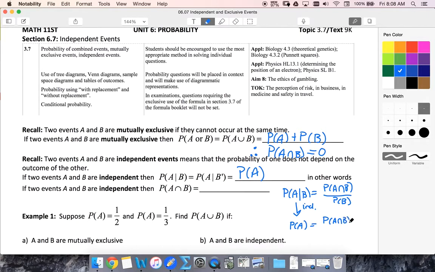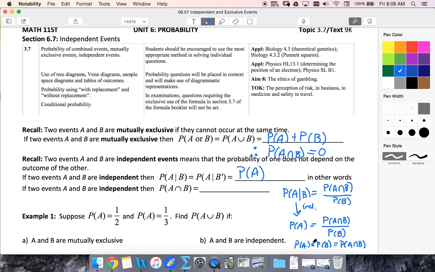that's still the intersection divided by probability of B. If we multiply probability of B to the other side, we get the probability of A intersect B is probability of A times probability of B. And this is how we originally defined independent events. We said that if these two don't depend on each other, then the probability of both of them happening is the probability of one times the probability of another.